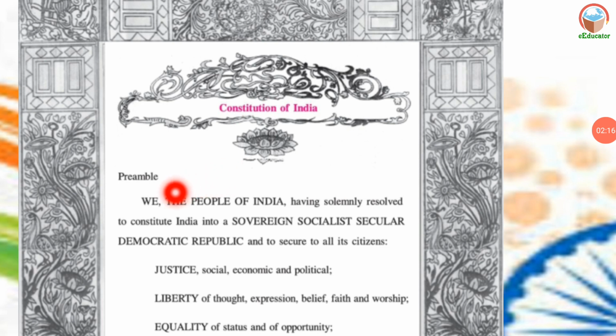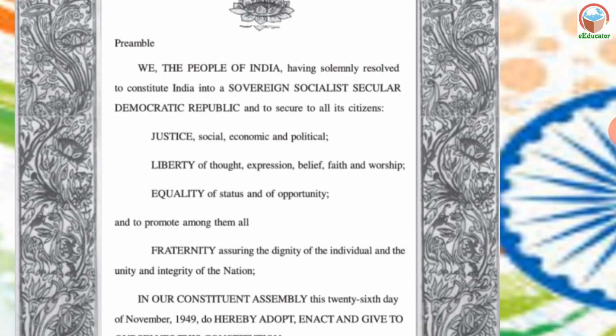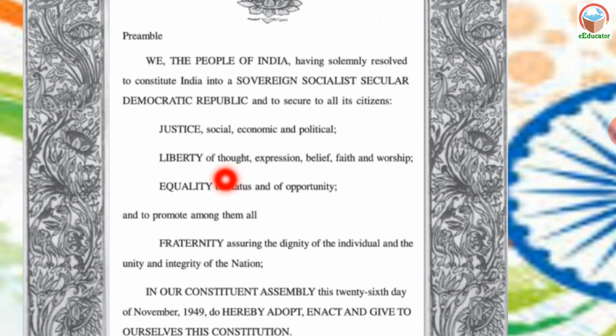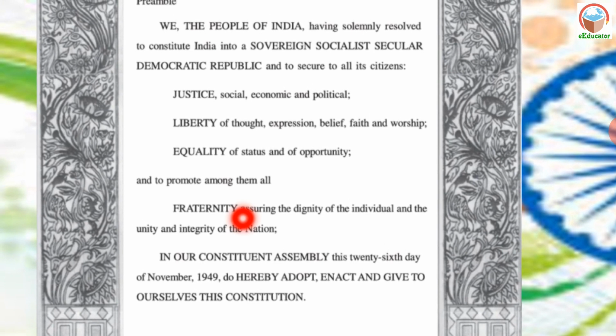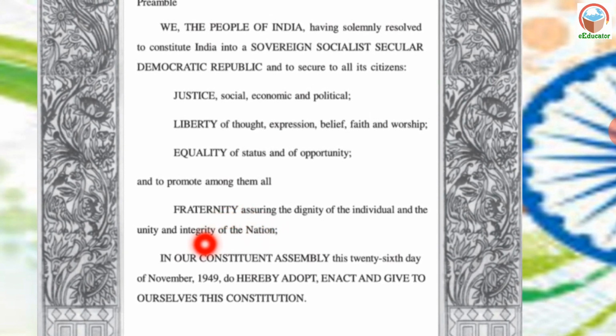Constitution of India preamble: We, the people of India, having solemnly resolved to constitute India into a sovereign, socialist, secular, democratic republic and to secure to all its citizens justice, social, economic and political; liberty of thought, expression, belief, faith and worship; equality of status and of opportunity; and to promote among them all fraternity, assuring the dignity of the individual and the unity and integrity of the nation. In our Constituent Assembly this 26th day of November 1949, do hereby adopt, enact and give to ourselves this constitution.